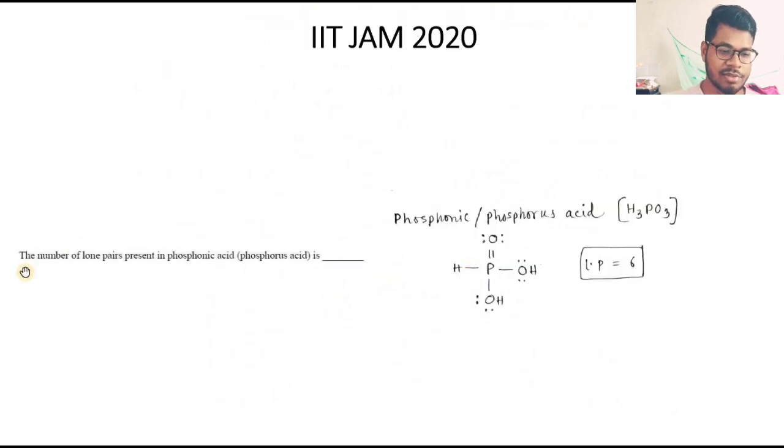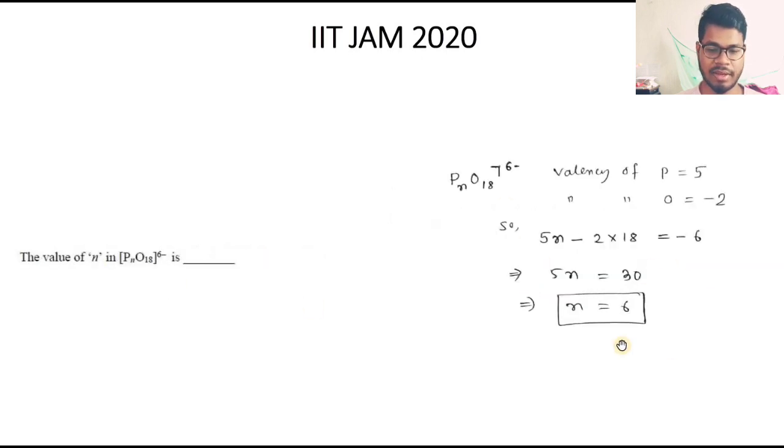Okay. So the number of lone pairs present in the phosphonic acid. Draw the structure of phosphonic acid, and in each of the oxygen atoms, 2 lone pairs are present. So the total lone pairs will be 6. Next, the number of valence electrons. Very easy question. The valency of phosphorus is 5, the valency of oxygen is -2, and over there is -6. So put the 5 into n, -2 into 18, and equals -6. Calculate the value of n, you will get 6, and that is correct.